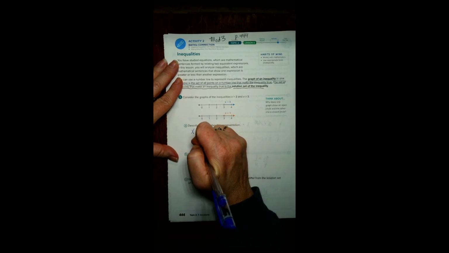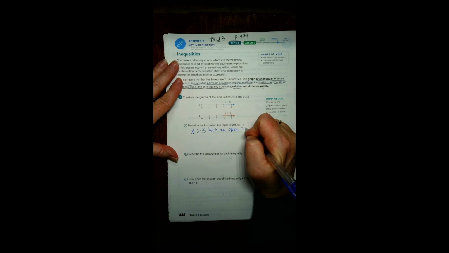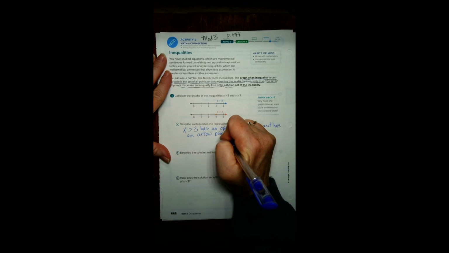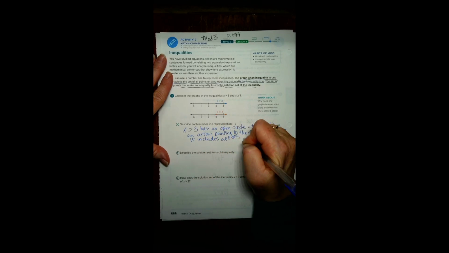If we're going to describe them, let's describe the blue one. I'll put that in blue. X is greater than 3 has an open circle at 3 and has an arrow pointing to the right, indicating it includes all numbers greater than 3.